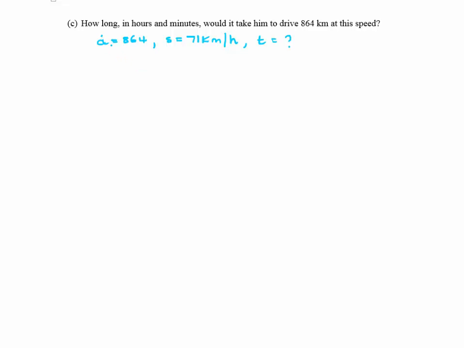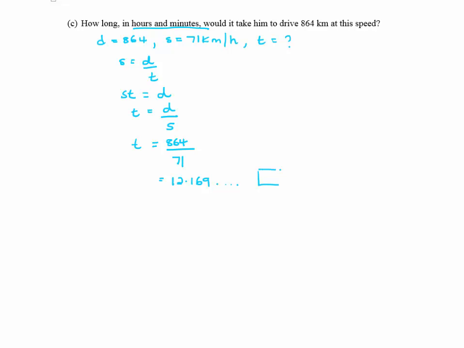So using my formula that speed equals distance over time, I'm now wanting to find time. So I'm going to multiply the s by the t to get st, speed times time equals distance. And then I'm going to divide by speed to get time equals distance over speed. Now once I've rearranged my formula, I can just place in the numbers. So I've got 864 over my speed, which is 71. Now placing this into my calculator gives me an answer of 12.169 and some numbers.